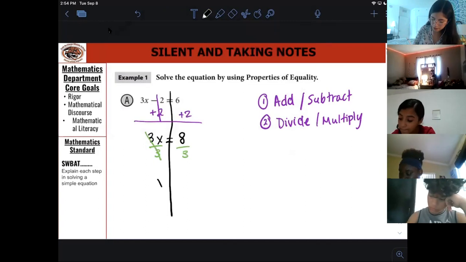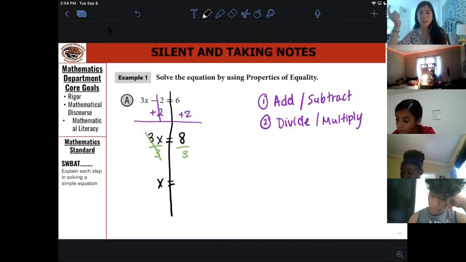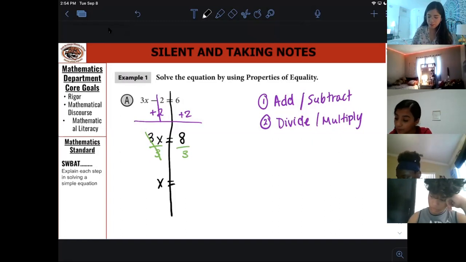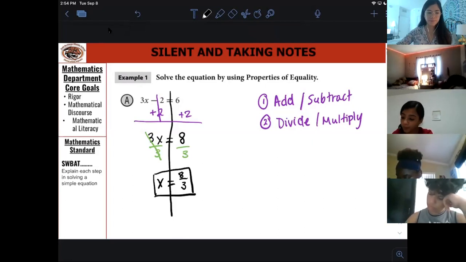And 8 divided by 3, well, that's not going to be a whole number. That's going to be a decimal. In previous classes, so with Miss Sneed, she probably told you to make it a mixed fraction. In this class, in algebra, we're always going to leave it as an improper fraction. So you're actually just going to leave it exactly like that, 8/3. And that's my final answer.